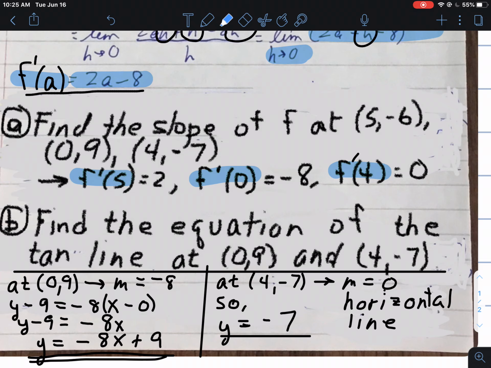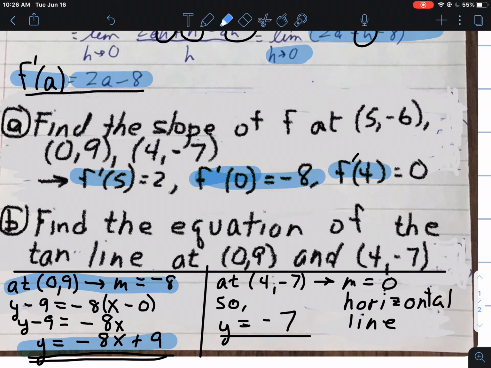Question part B, find the equation of the tangent line at each of those 2 points, 0, 9, and 4, -7. Again, that's nothing different than we've already done. That's taking our point with our slope that we find. So we found at 0, 9, the slope was -8 up here. And then we're just plugging that into our point slope form, right? So y minus y1 equals m times x minus x1, solve it for y, and there's the equation of our tangent line, right? Nothing different than what we've done before.